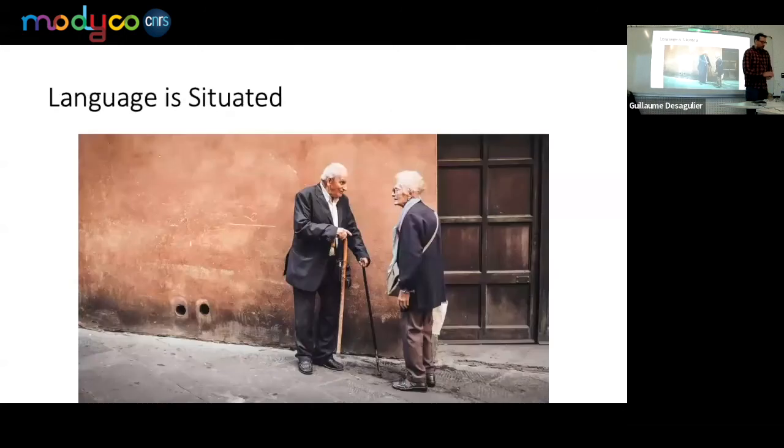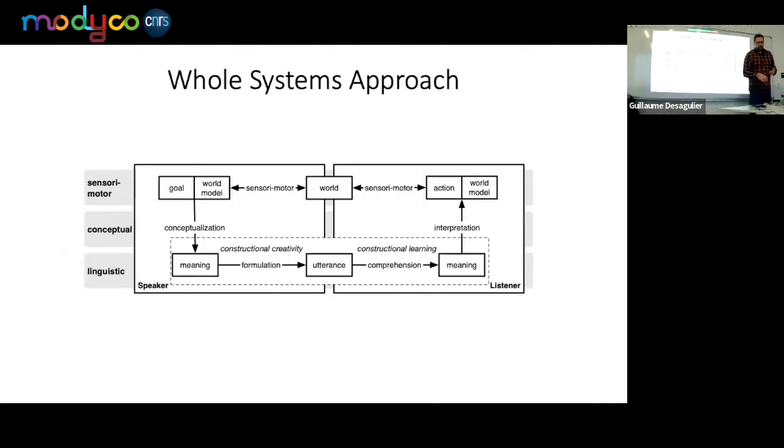What does that mean? Well, as I said, language is situated. And instead of treating language like an autonomous module, we in Paris with FCG try to do a whole systems approach. With construction grammar, you could say this is part of a semiotic cycle between a producer and a comprehender. But typically we start from building a world model and maintaining a world model.